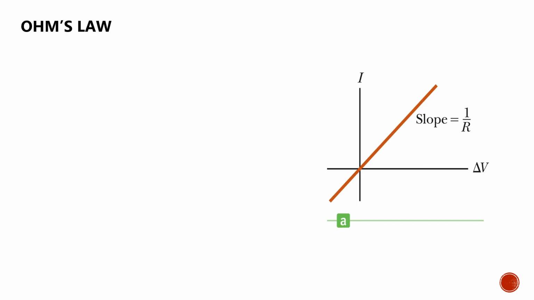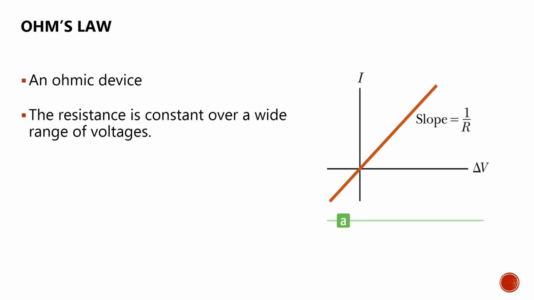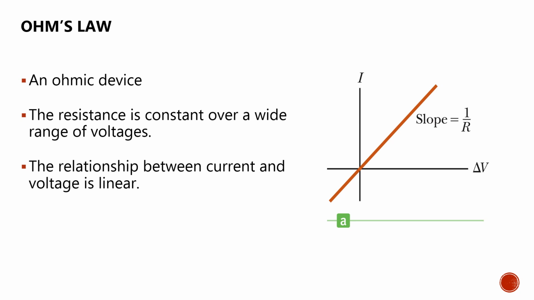If we graph I, electric current, versus the potential difference, we expect a line with a positive slope. The slope here represents the reciprocal of the resistance. Again, this is valid only for ohmic devices, where the resistance is constant over a wide range of voltages.